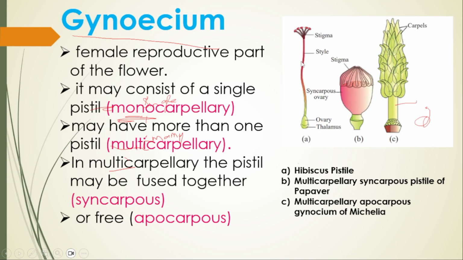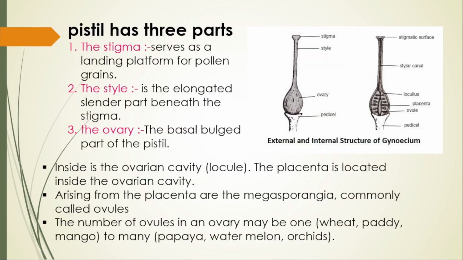This is the hibiscus pistil, which is an example for monocarpellary, and this is an example for multicarpellary syncarpous pistil of Papaver, and this is an example for multicarpellary apocarpous gynoecium of Michelia. This is Michelia, this is Papaver, and this is hibiscus. This is a single one, that is mono. These two are multicarpellary, but this is syncarpous and this one is apocarpous. I hope this is clear to everyone.